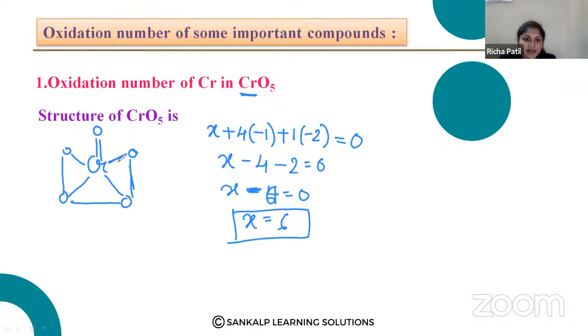Why have we taken this oxygen as -1? Because this is a peroxy linkage. In hydrogen peroxide, it will be like this, right? So this is the way you have to calculate the oxidation number of Cr. You have to substitute all the given values. We'll solve the next one.